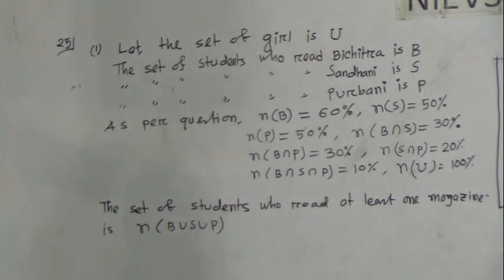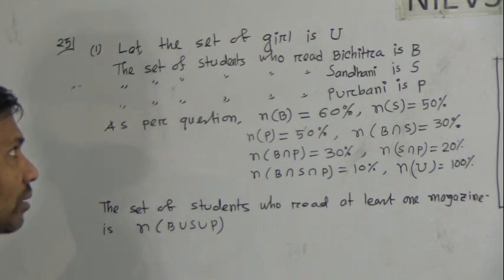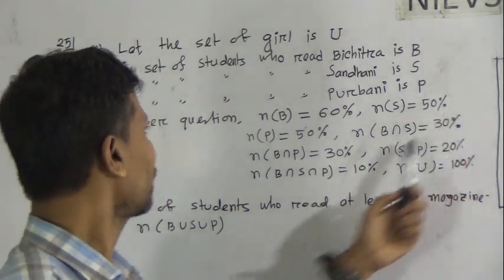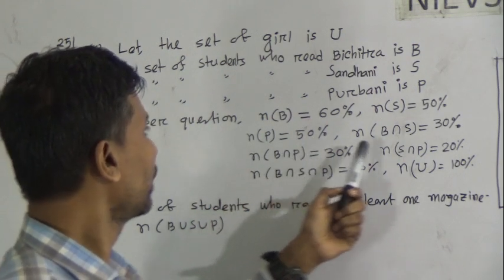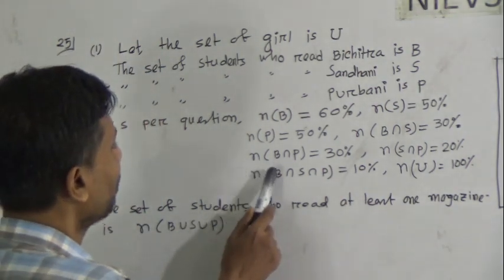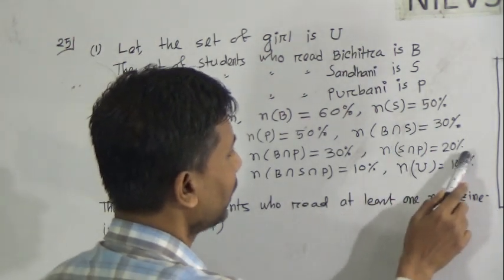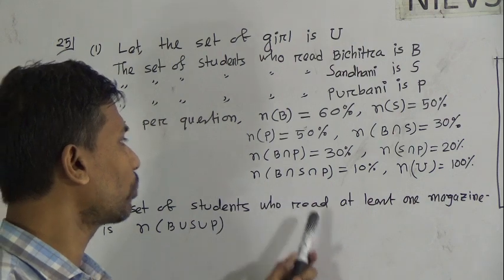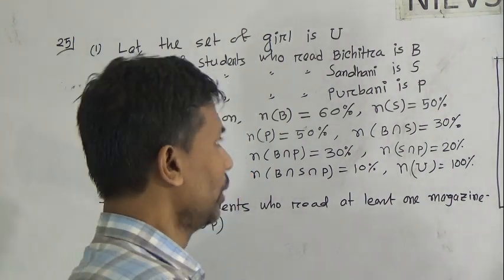Now, according to the question, I have written here: the number of B, the students who read Bichitra, is 60%. Who read Shandhani, their number is 50%. Who read Purbani, their number is 50%. Who read Bichitra and Shandhani, 30%. Who read Bichitra and Purbani, 30%. Who read Shandhani and Purbani, 20%. And the girls who read Bichitra, Shandhani and Purbani, 10%. And the number of the universal set, that means the whole number, is 100%.